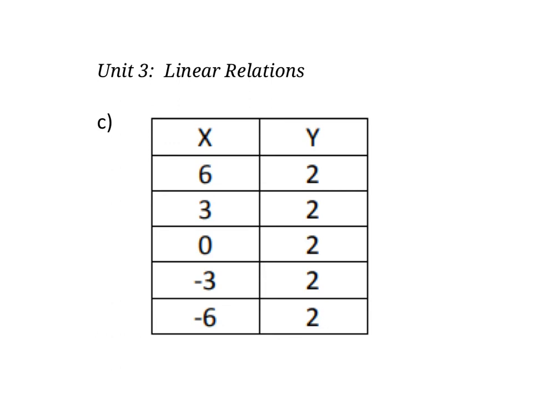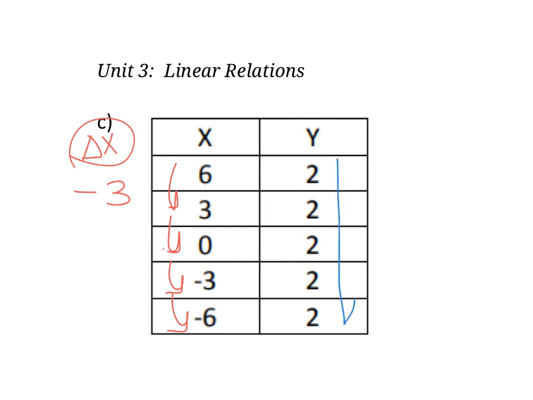In example C, same idea. We're going to start by looking at our delta x column, and we're going to try to figure out what's happening in our x. To me, it looks like the numbers are getting smaller. We're going from 6 down to negative 6, and each time we are decreasing by 3. So my delta x value is going to be negative 3. When I look at my y column, however, it's the same number. It doesn't change in any kind of way. It stays consistently at 2. So that means there is no change. No change in my y values is represented as 0.